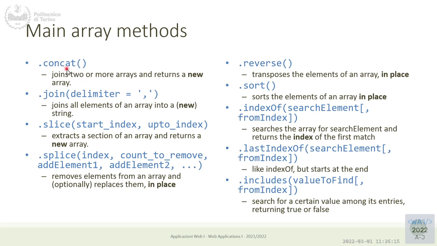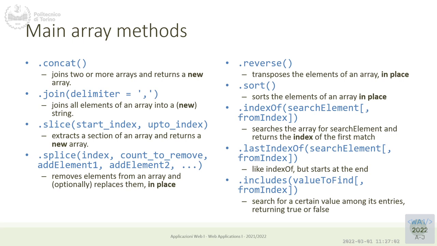Concatenation of two arrays, joining two arrays. The join method creates a string by joining the elements of the array. If they are numbers, they are converted to strings, and then concatenated with a separator, for example. Slicing extracts a section of the array. Just see that in this slide, I outlined in bold the word new or the words in place. This is the difference between methods that return a new array, so don't modify the existing one, and methods that modify the existing array and don't create a new object.